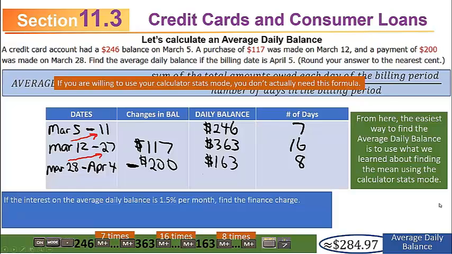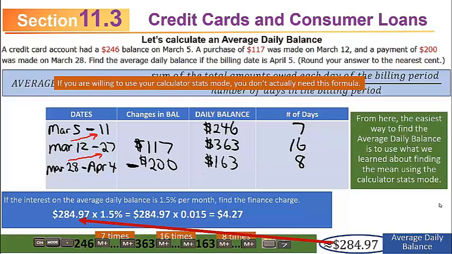Granted, there are some problems where your final answer is just the average daily balance, but in reality, most of the time you're calculating the average daily balance so that you can proceed to find the finance charge. So let's take that problem that we just worked a little further. We just found out the average daily balance is $284.97. Now suppose we know that the interest on the average daily balance is 1.5% per month, and we want to find the finance charge, because that's typically what you do with an average daily balance once you find it.